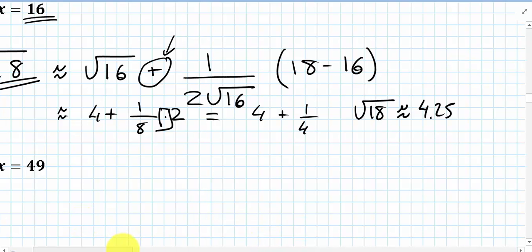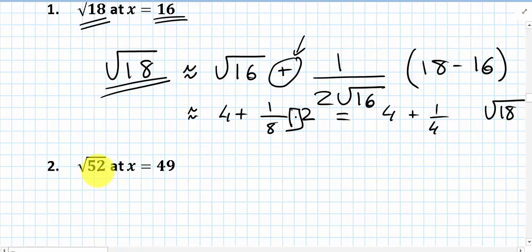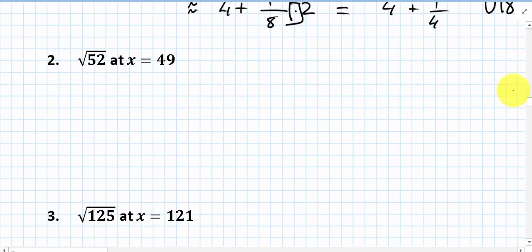Next one, I want to evaluate the square root of 52. So again, I'm telling you where, but if you think about it, what output of the square root do you know near 52? Well, 49, right? The square root of 49 is 7.